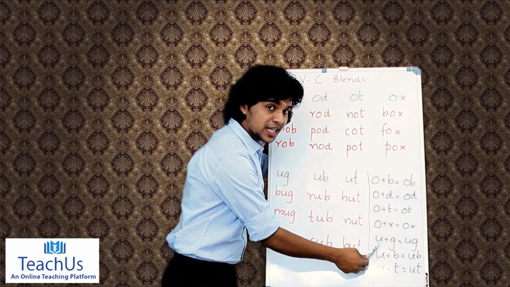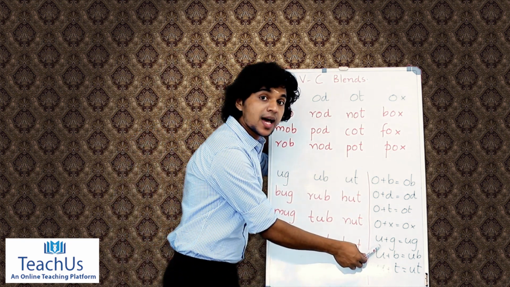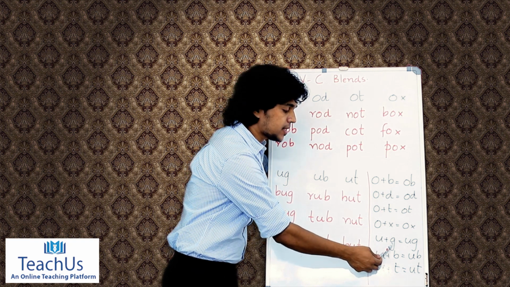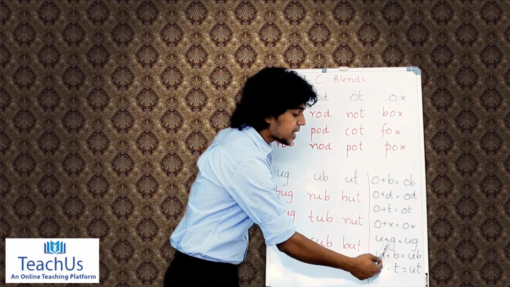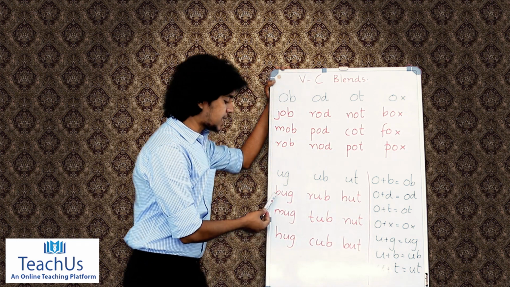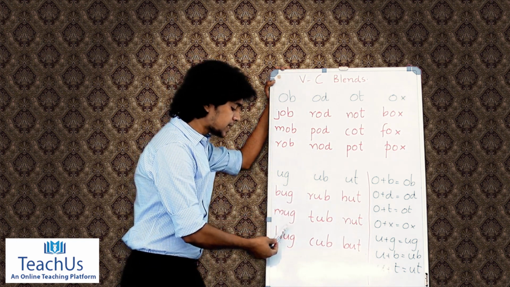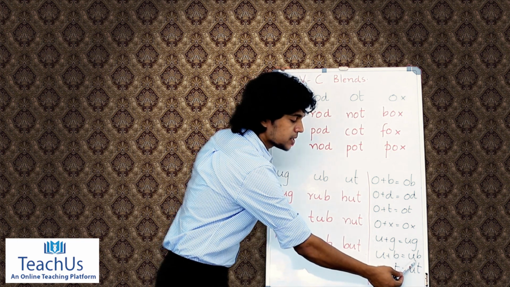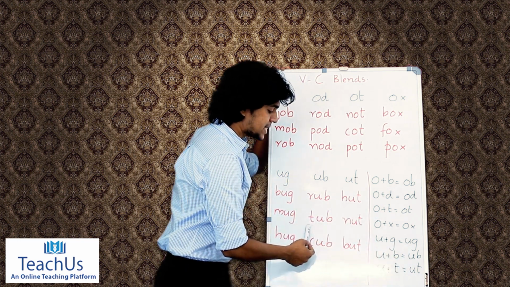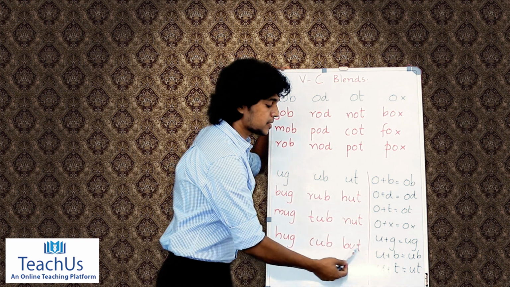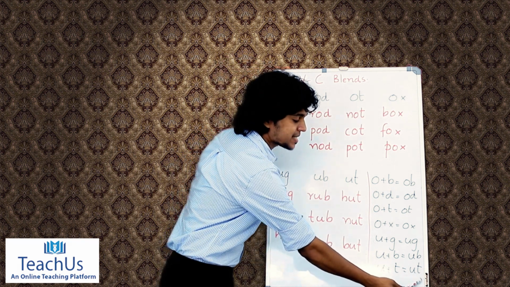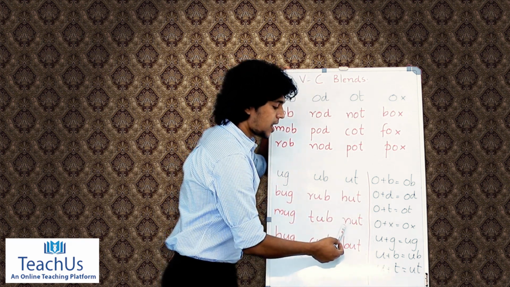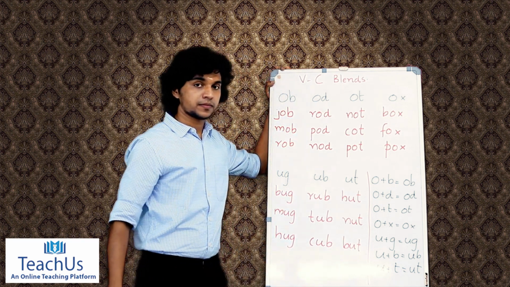Now the sound of the vowel U. Ug, as in bug, mug, hug. Ub, as in rub, tub, cub. Ut, as in hut, nut, butt.